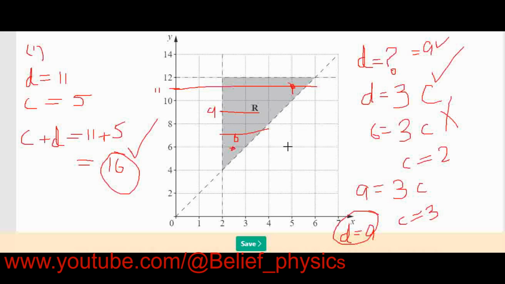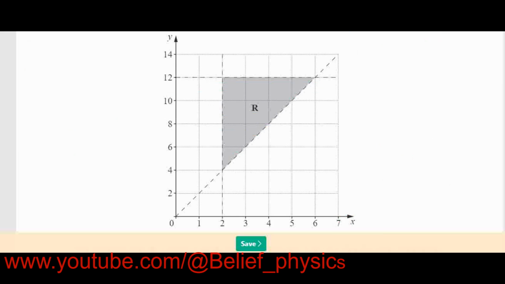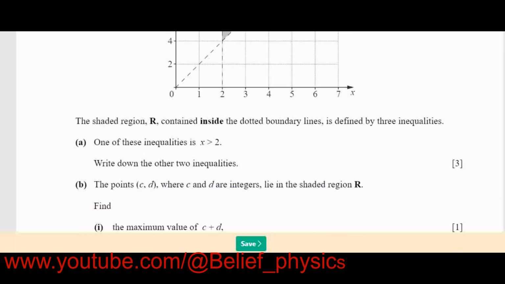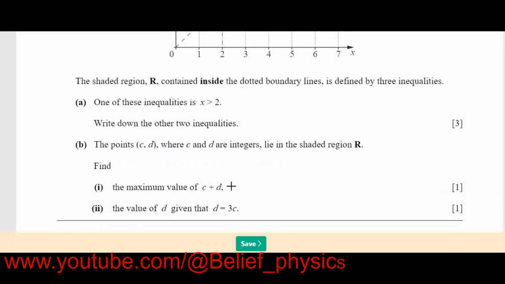So this is how you solve the inequality questions in O-level mathematics 4024. We have solved all the parts of this question. So we can write here for this part, the answer is 16, because of the c and d we found, and for this d is equal to 9.